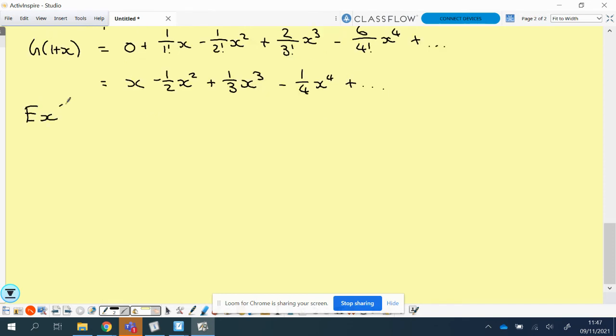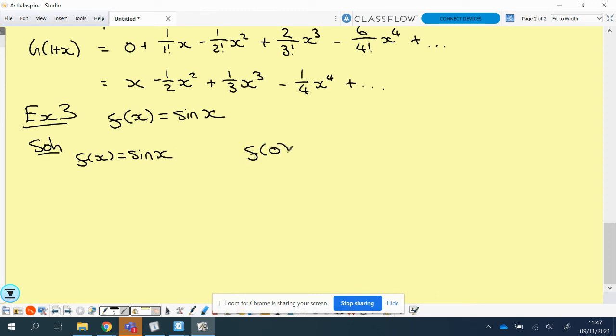So example 3, we're going to do the same now, but we'll do it for the sine function. So sine of x will be our function there. So the solution, f of x. We know we start with sine of x. Put 0 into that. Sine of 0 is 0. Yep, graph starts at 0.